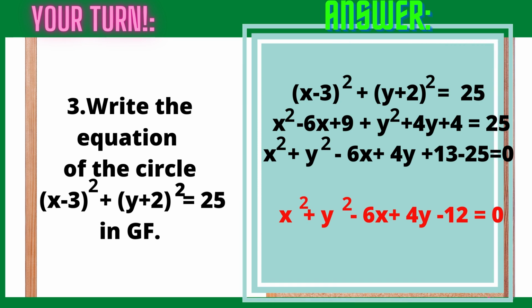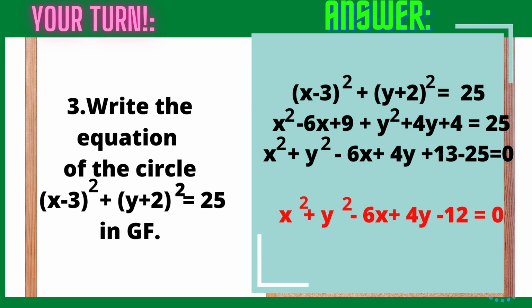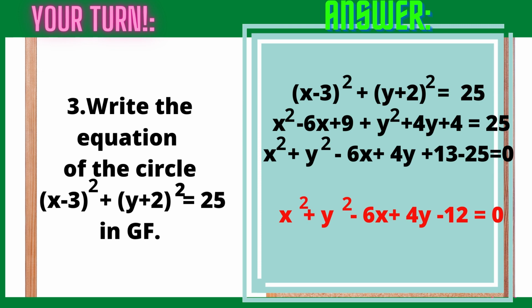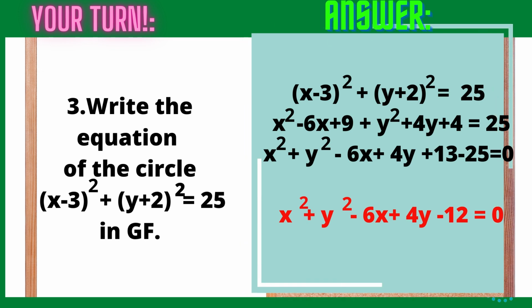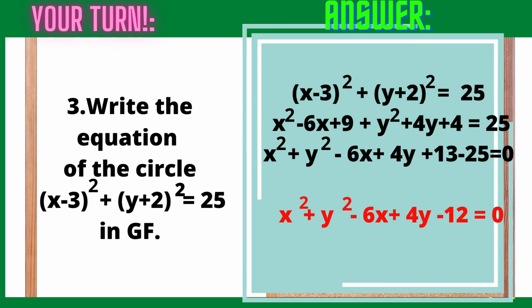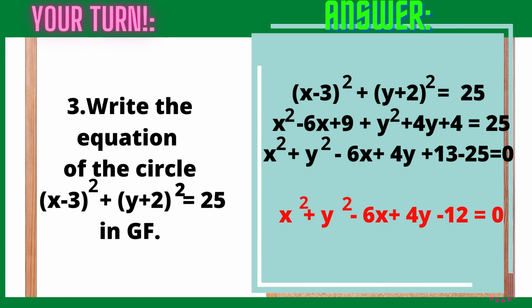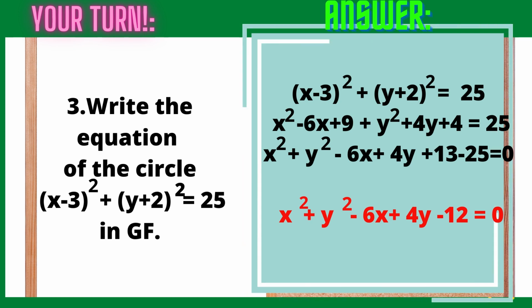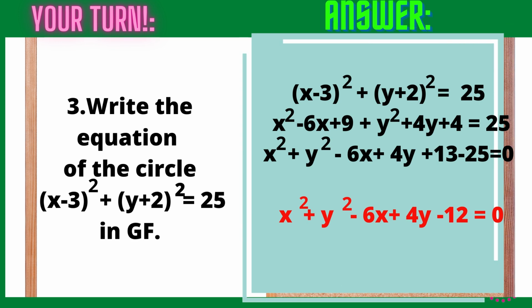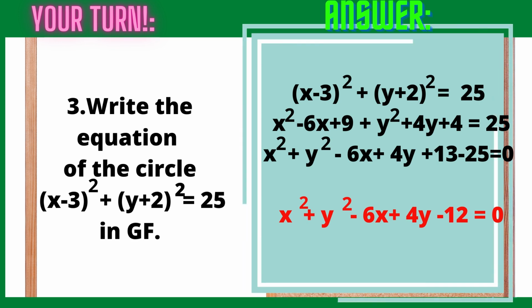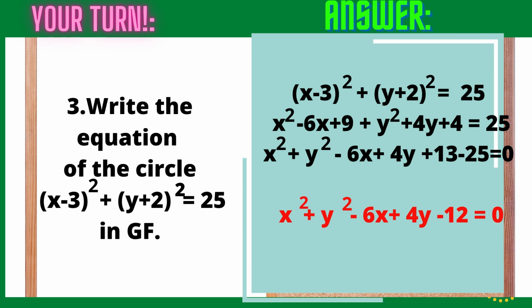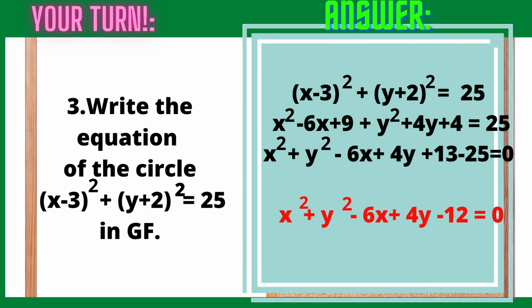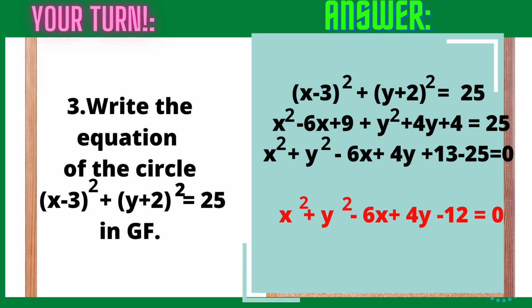Okay, let's arrange the equation. x² + y² - 6x + 4y. Combine the constant. 9 plus 4 is 13. Then transpose 25 to the left side. Minus 25 equals 0. Simplifying further by combining the constant, the final answer is x² + y² - 6x + 4y - 12 = 0.